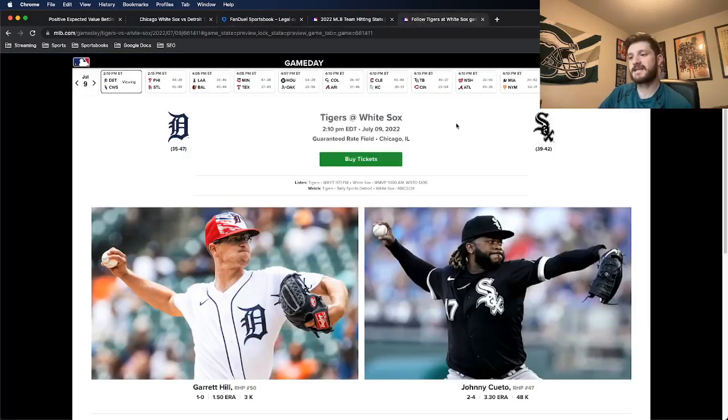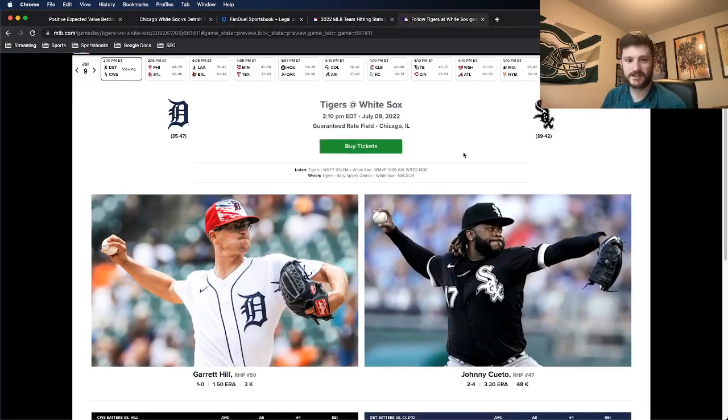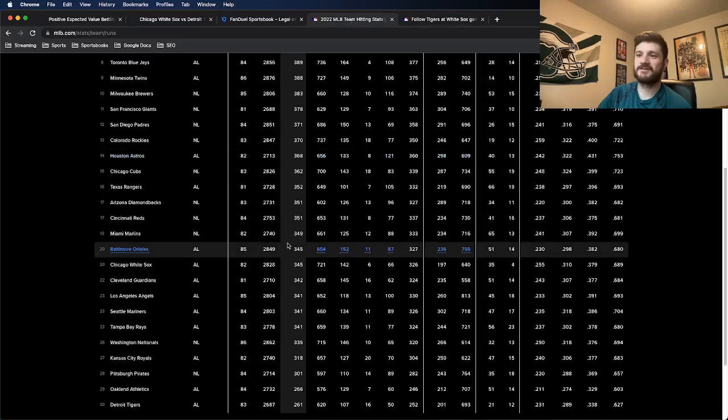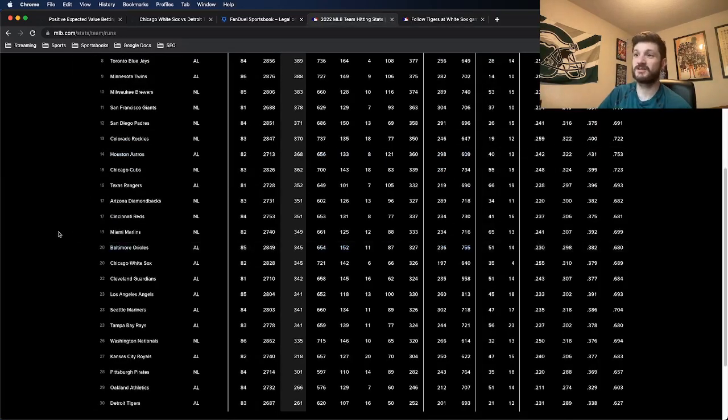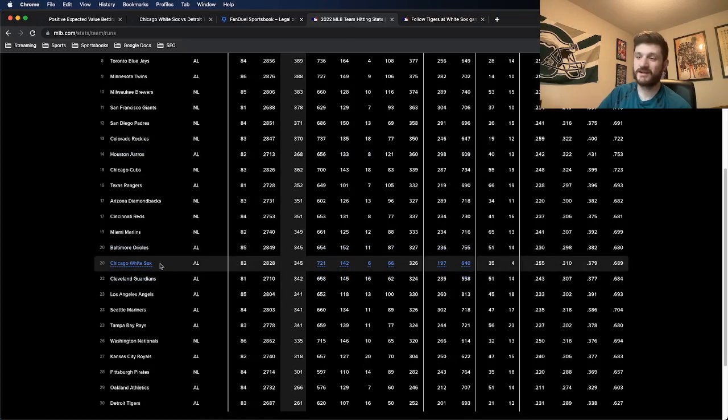Now, for handicapping purposes on this one, so I'm taking an under first half spread. Two decent pitchers. Granted, Garrett Hill is young and hasn't pitched a ton, so tough to get too much of a say on whether he's good or not. Johnny Cueto has been in the league, it feels like forever, but he's still a good pitcher. And I looked up the team hitting stats. They're both towards the lower end of the league in terms of hitting. The White Sox have the 20th just in terms of runs scored.